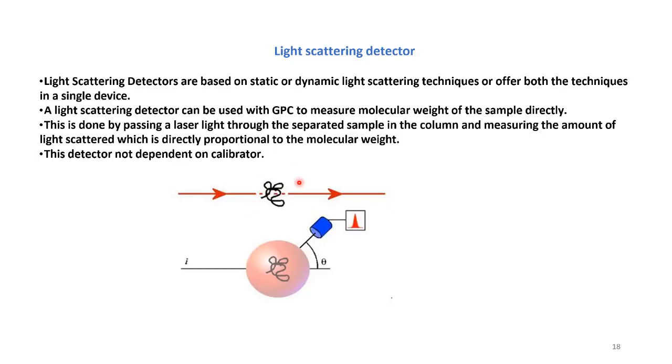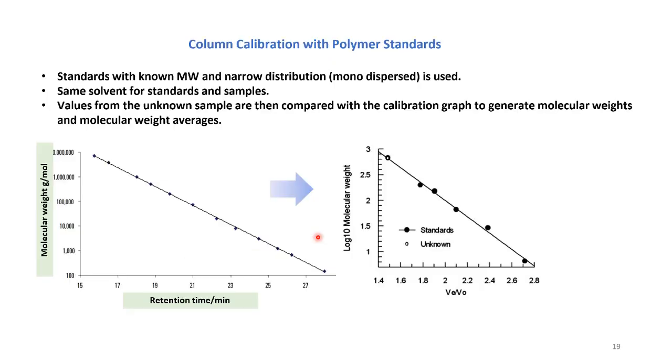Then we have the light scattering detector. Light is getting scattered when it comes in contact with the polymer, and then it goes at a certain angle to the detector. After the scattering is happening, the detector detects the angle. Basically, it is based on the static or dynamic light scattering technique, which we also use as a normal characterization technique. But this is again a type of detector which we use in the HPLC column. So that is how we get the column calibration.